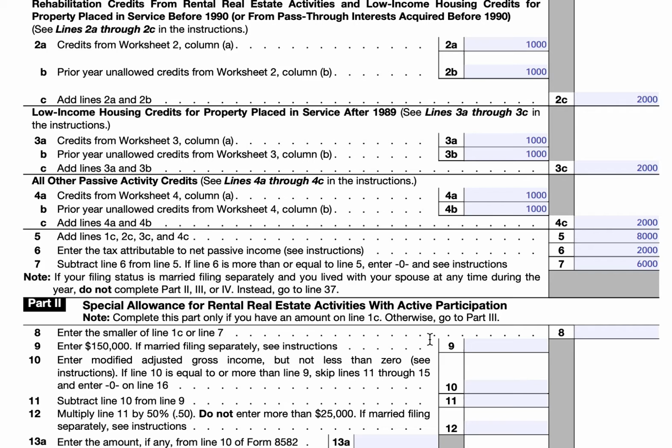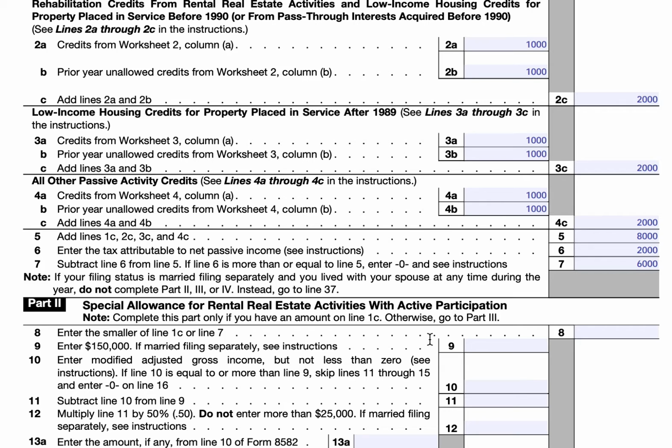Material participation is a higher, I guess, threshold, specifically for people who are in the real estate business. So if you actively participated, you can qualify for a special allowance. That's what we're going to do here, of up to $25,000, unless you're married filing separately, in which case that's $12,500.